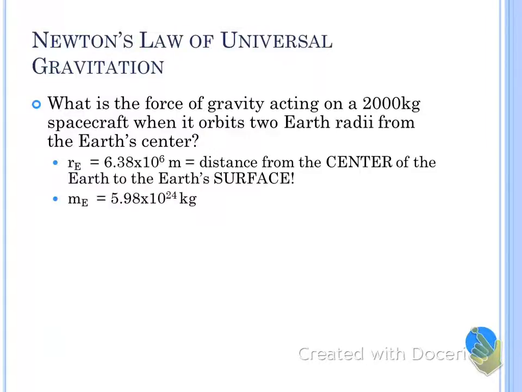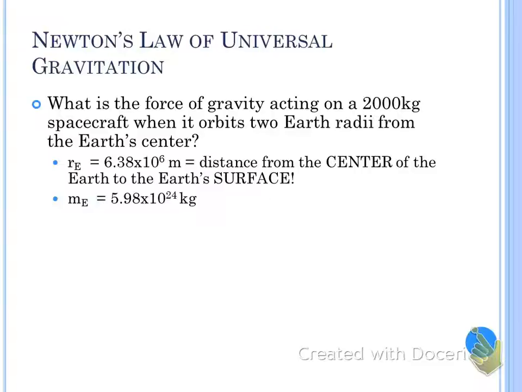So here's a couple constants that we need to know. It says, what's the force of gravity acting on a 2,000 kilogram spacecraft when it orbits 2 Earth radii from the center? And I give you the radius of the Earth right here. We'll go through how we plug that in.